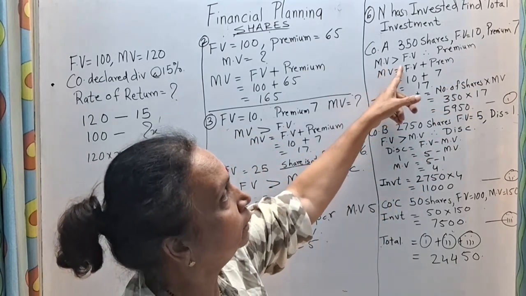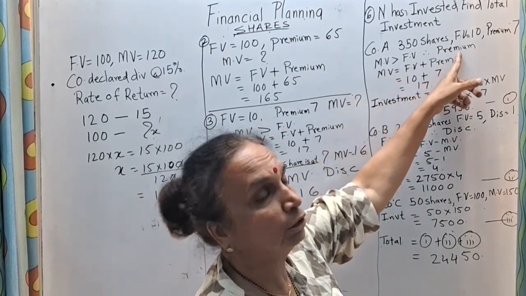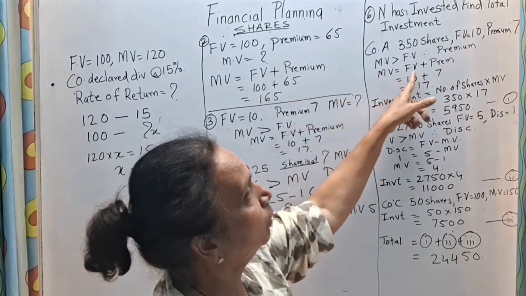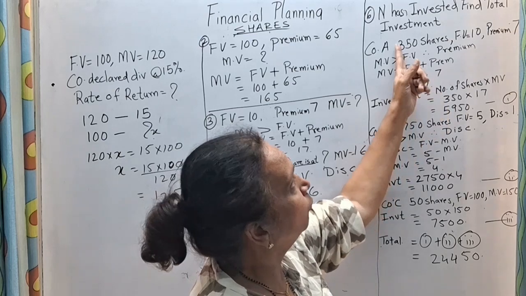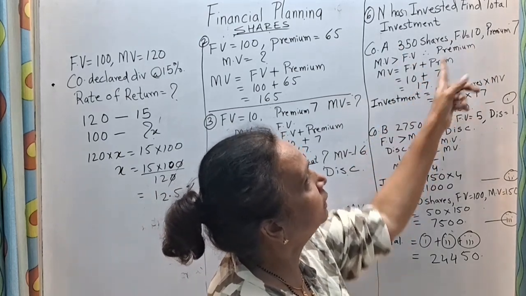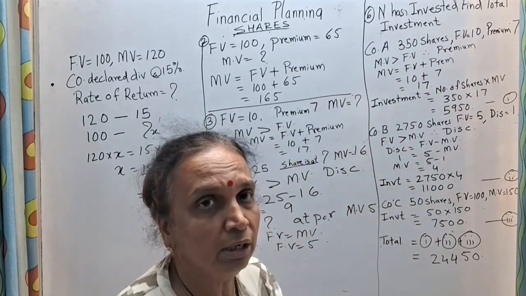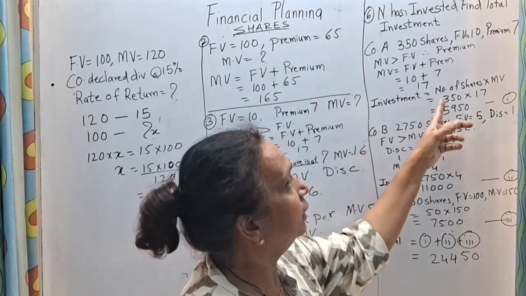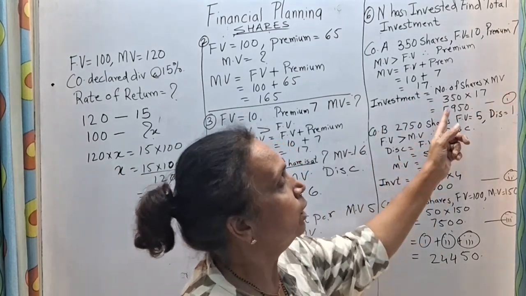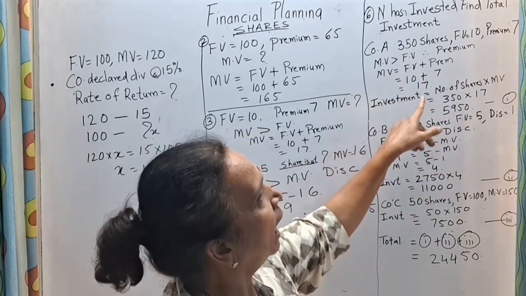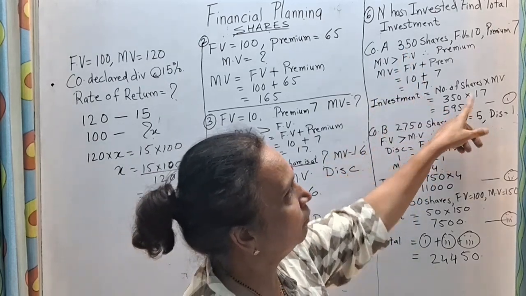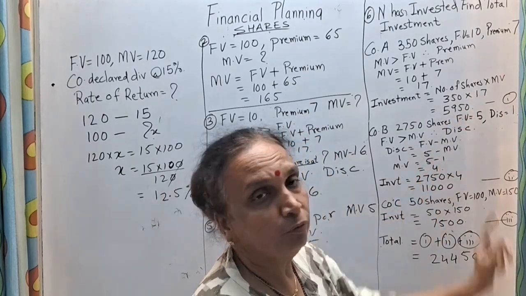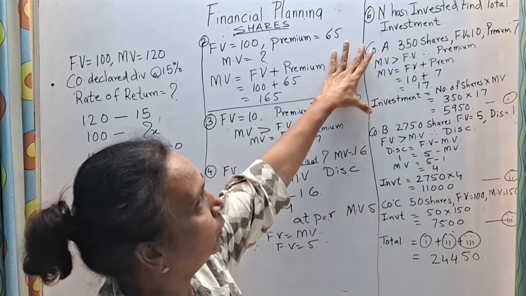So market value is greater than face value, therefore the share is at premium, and market value, we have just now seen the formula, is equal to face value plus premium. So face value is 10 and premium is 7, so market value is 17. And now we are going to use the formula for the sum invested, that is number of shares into market value. Number of shares is 350 and market value you just now found out is 17. So 350 into 17 is 5950. This is with respect to company A.